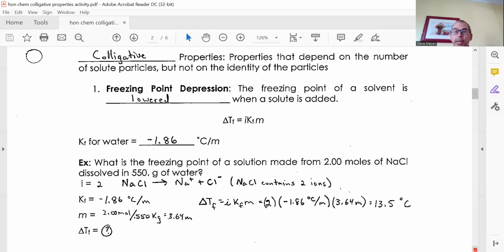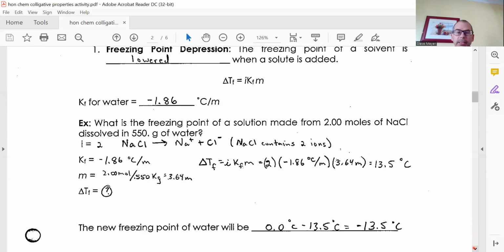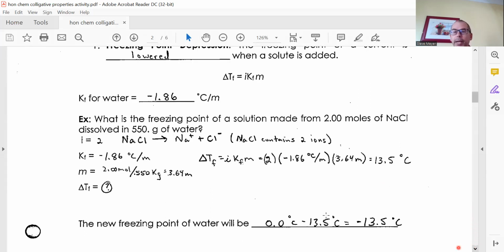And I probably should have put a negative sign in front of that. I realize I didn't do that, and I should have. And what's the change in the freezing point? Let's see if I did it here. Okay, it ultimately becomes, it goes from 0 to minus 13.5.